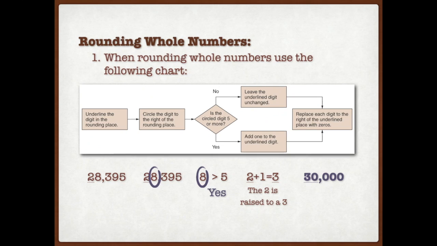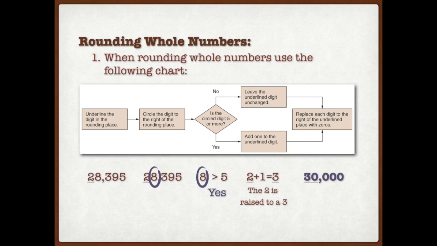Okay? So here we have 28,395. And let's say I want to go ahead and round it up to the nearest 10,000ths. So if I want to round it up to the nearest 10,000ths, I'm going to underline the 2. And now I want to focus on, am I going to round it up or not? Now, if I'm focusing on that 2, that means all the rest of these, the 8, the 3, the 9, the 5, will become zeros.